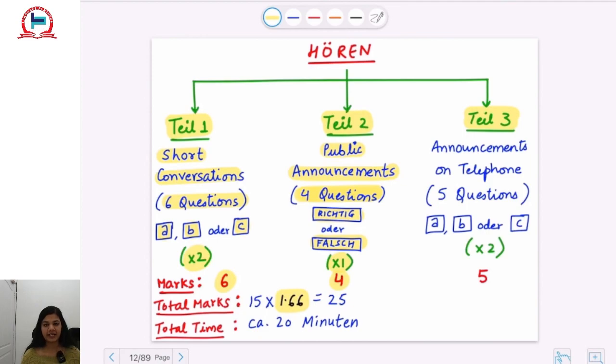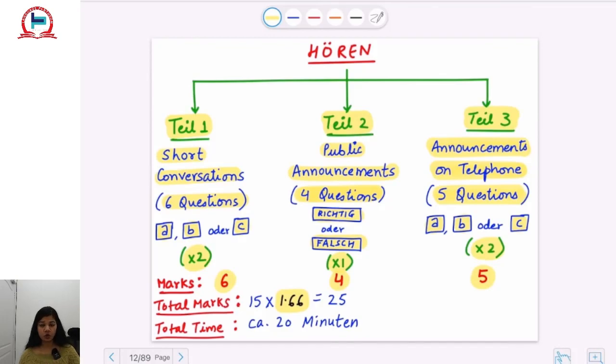Moving on to the next Teil. Teil 3. There are announcements on the phone. Announcements on the phone means there are messages on the answering machine, like only one person will speak. It will be like a recorded message on the answering machine. There are 5 questions, and once again you have to mark the answers A, B, or C. This Teil is also played twice, and it is for 5 marks.